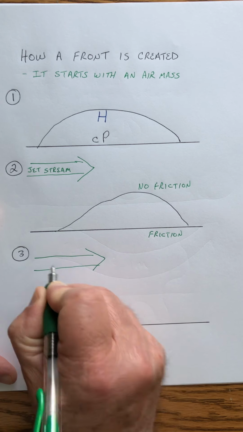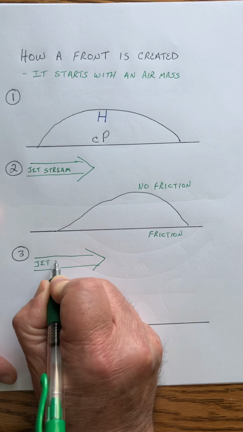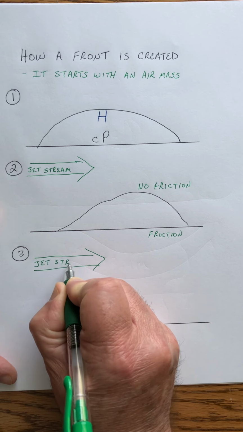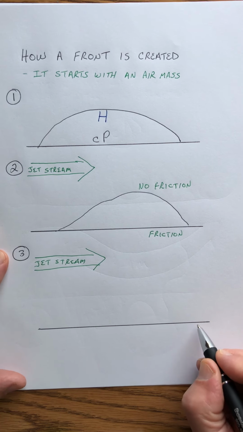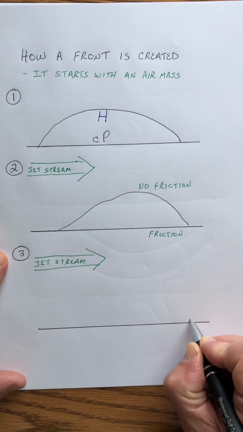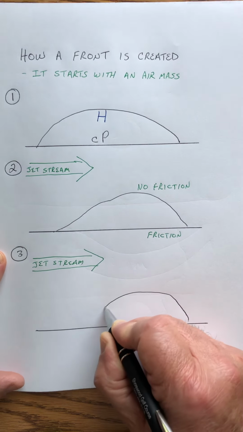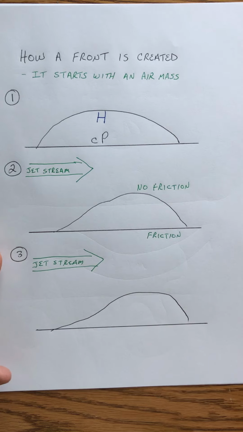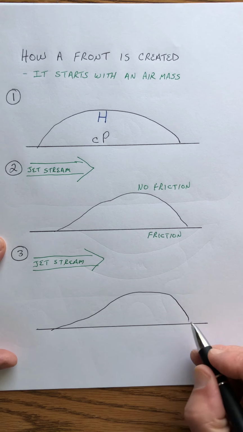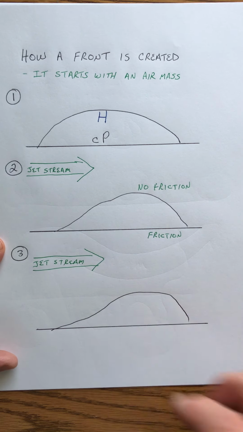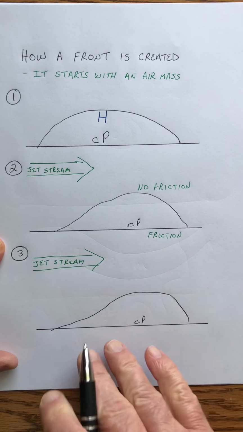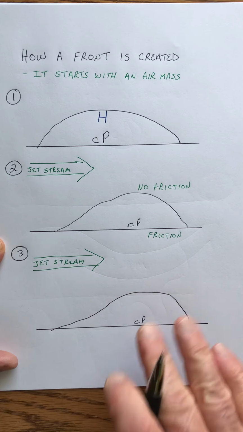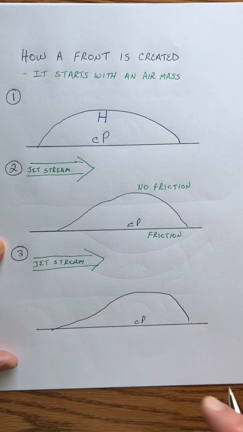The jet stream continues to blow, and it continues to move this air mass along. And as it does, it gets even more distorted. Now, again, I'm exaggerating here, but it'll look something like this. All right, so notice the leading edge here. So you got this air mass. This is still continental polar air, and this continental polar air is being pushed, in this particular case, from left to right.